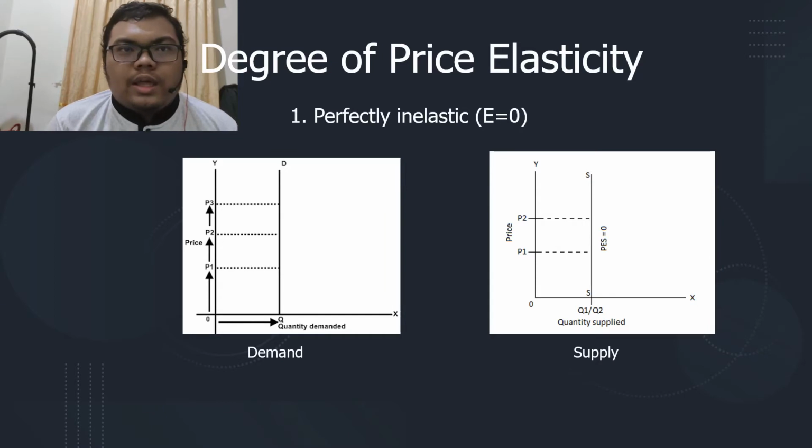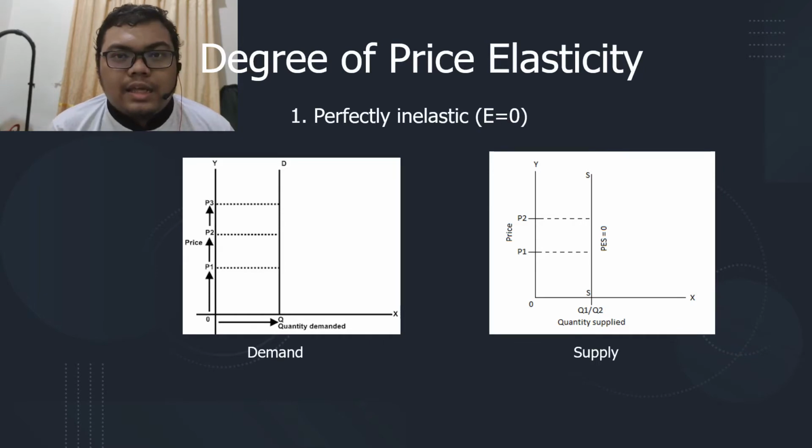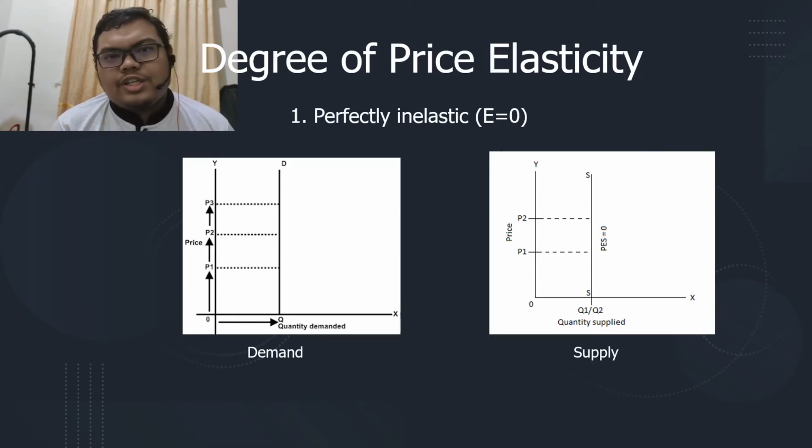Next, we have degree of price elasticity. We have 5 degrees of price elasticity. The first one is perfectly inelastic, when elasticity is equal to 0. As we can see here, the demand curve and supply curve are vertical, and the curve is parallel to the price axis. This is because a change in price does not affect any change in quantity demanded or quantity supplied.